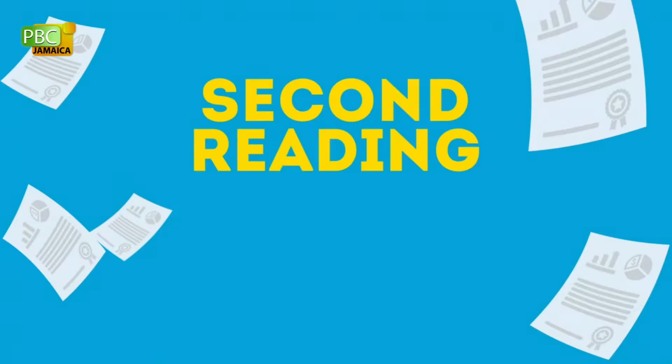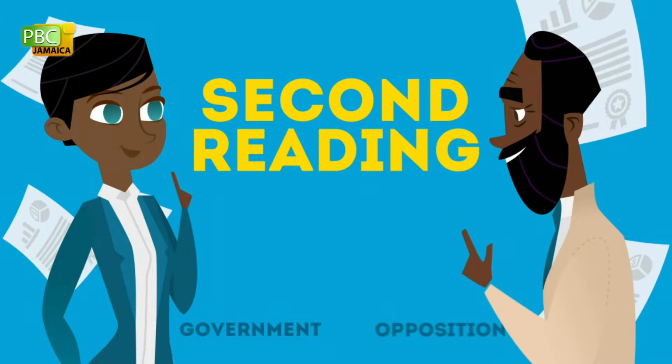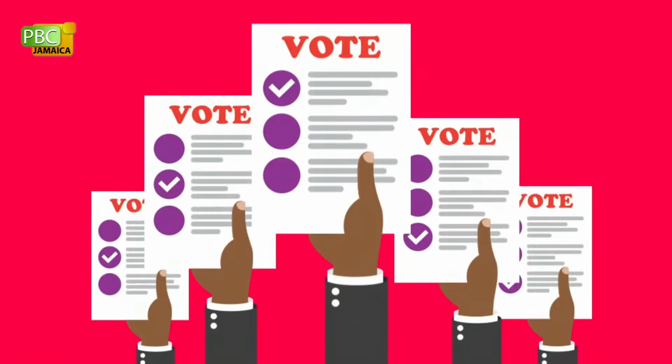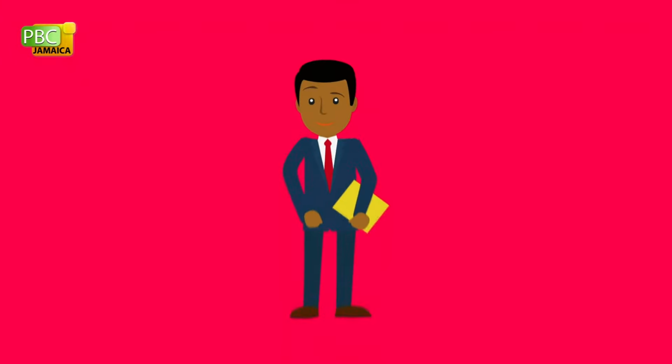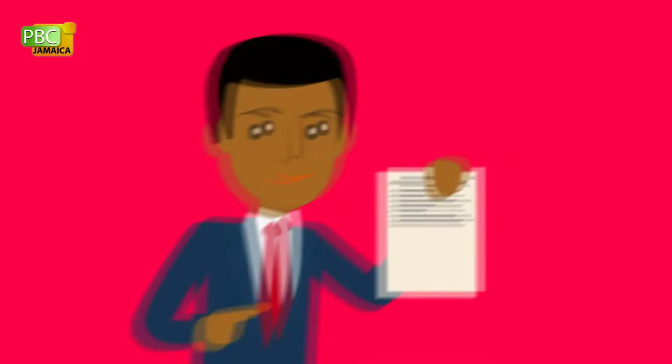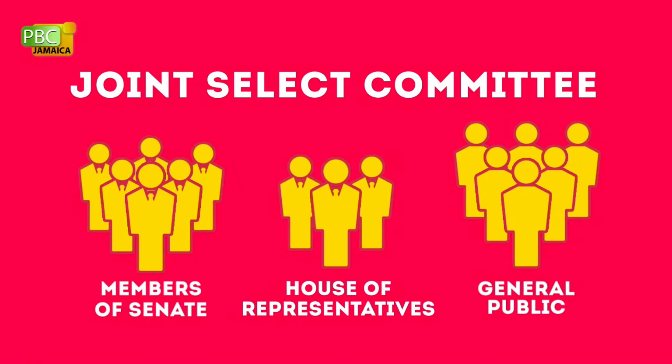2. The second reading begins with a summary of the bill by the minister. The main reasons for the bill are discussed both by the government and by the House to determine if the bill will move to the committee stage. Sometimes before going to that stage, the minister responsible for the bill can recommend the use of a joint select committee. It's called joint as its members are taken from both the upper and lower house.